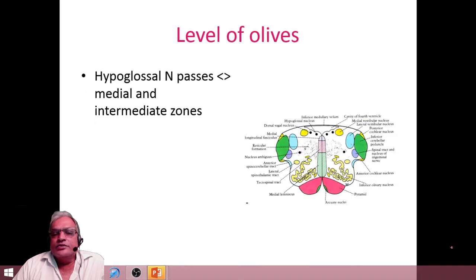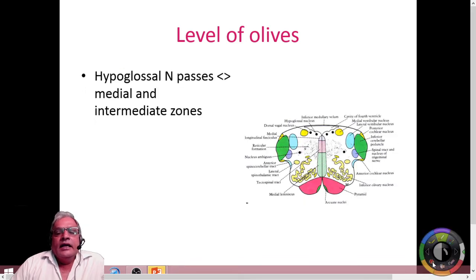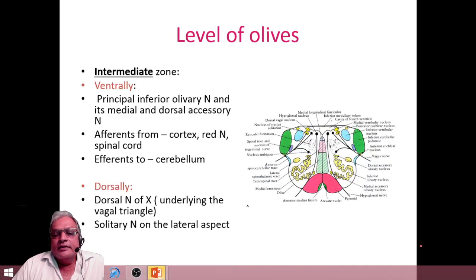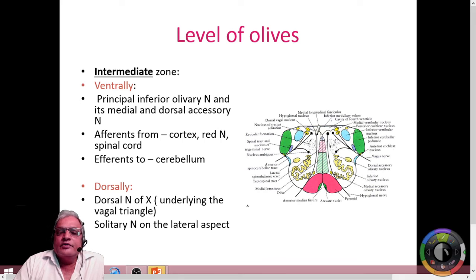Then coming to the next one, the hypoglossal nucleus, which passes between the medial and intermediate zones. Unfortunately, my previous diagram was more correct. See here you see the hypoglossal nucleus and the hypoglossal nerve that passes between the medial and the intermediate zones.